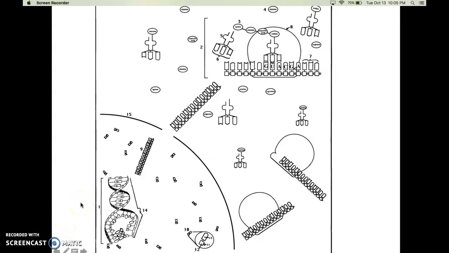But here we are. We are ready to go, and this is the protein synthesis drawing. All right, so we're going to go over this, discuss it, and then tomorrow we will have notes that go along with it. But for now, just worry about the drawing and getting it labeled.